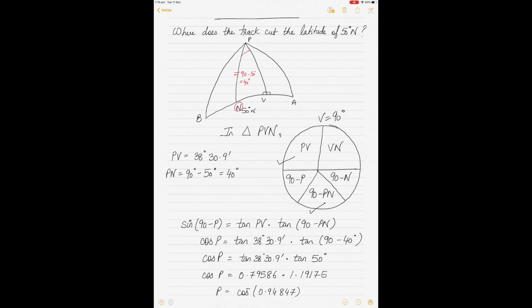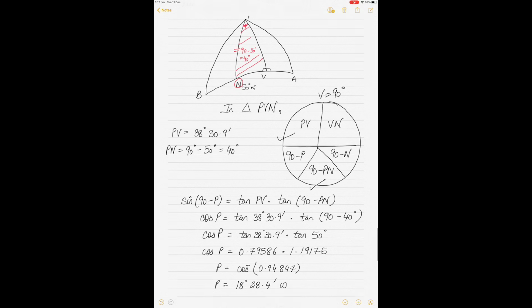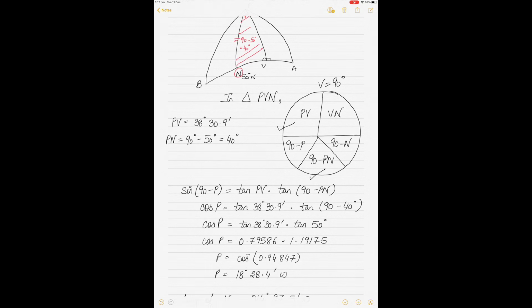I will take this triangle here, PVN, because it's a spherical triangle. I can use Napier's rules to solve it. What I need to do is just find angle P in this triangle, because this P would give me the D long between N and V, which I can then apply to the longitude of the vertex, which is known to me, and get the longitude of N. So in this case, PV is 38 degrees 30.9 minutes as I've calculated before. PN is 40 degrees as I've explained before.